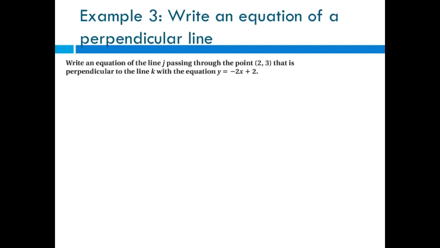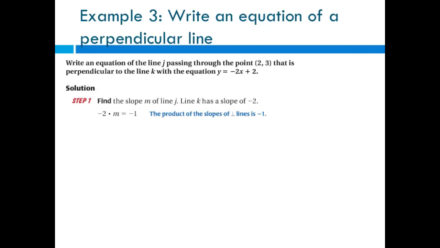Another way to find this is you need to find the other number that you have to multiply negative 2 by in order to get negative 1. Remember that the product of the slopes of perpendicular lines should always equal negative 1. So here we can see that we get m equals 1/2, which is in fact the opposite reciprocal of negative 2.